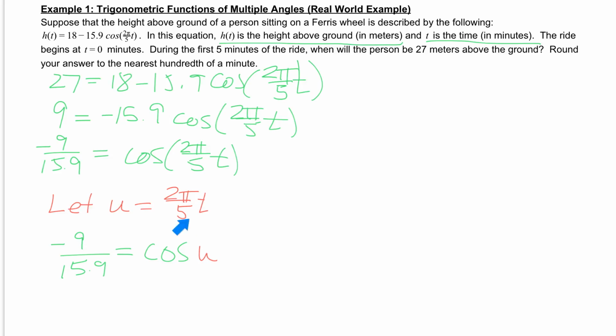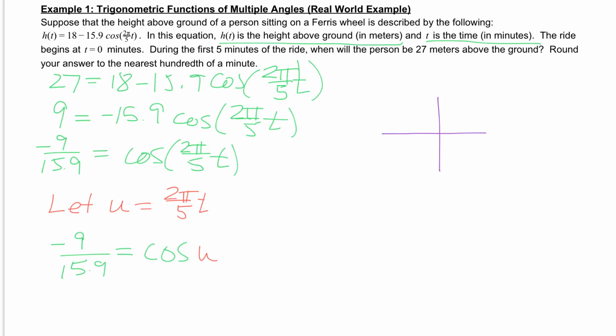Then what I need to understand is what's happening here. I need to take the inverse cosine to get what I want for my answer. Now we're used to doing this with our special right triangles, which isn't necessarily going to work here because 9 over 15.9 is not one of our special right triangle sides. So let's think about this for a second.